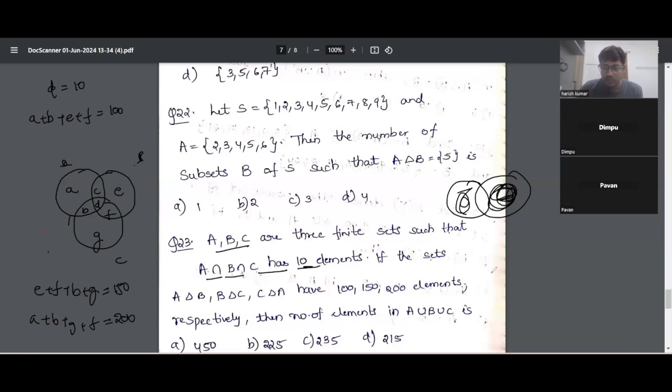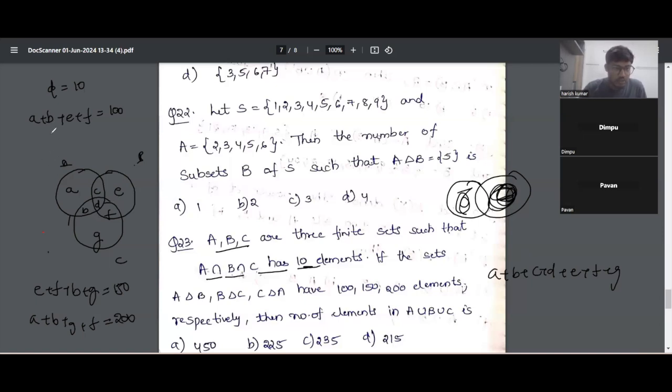Then the number of elements in A union B union C. So I have to find A plus B plus C plus D plus E plus F plus G. So this is what I have to find. Understood, all of you? Yes, sir. Now, how do we find this?